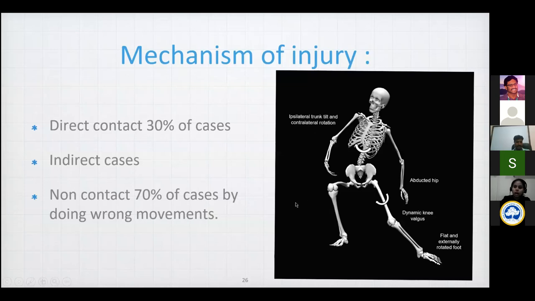So, we'll see, the foot is planted here. The foot is pronated. There is dynamic valgus of the knee. The hip is abducted and externally rotated. And there is ipsilateral trunk tilt, same side trunk tilt, and contralateral rotation. So there are 30% cases of direct contact injuries in ACL, and indirect and non-contact injuries are 70% due to wrong movements.